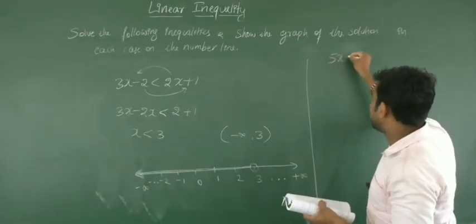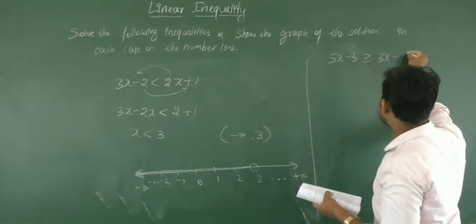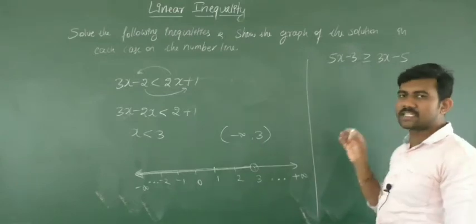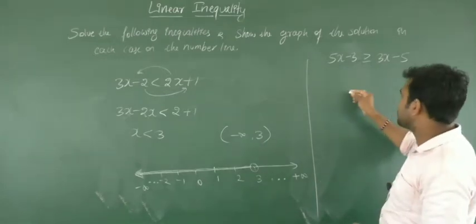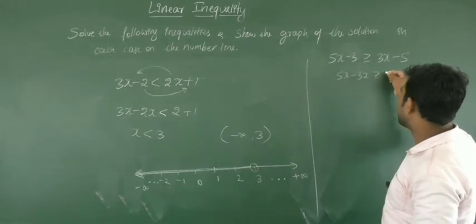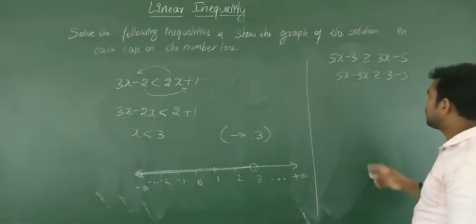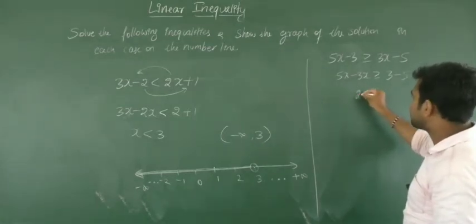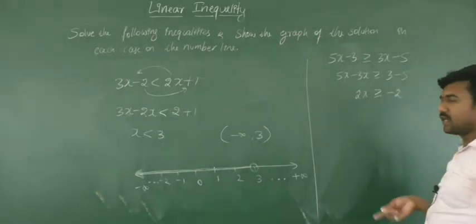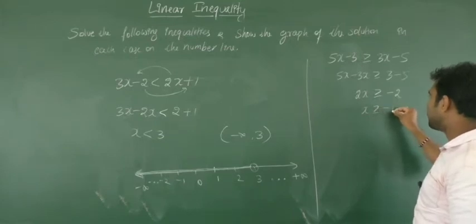5x minus 3 greater than or equal to 3x minus 5. First solve this. What will we get? 5x minus 3x greater than or equal to 3 minus 5. We are rearranging here, right? So 5x minus 3x is nothing but 2x greater than or equal to minus 2. Now divide 2 on both sides. We'll get x is greater than or equal to minus 1.